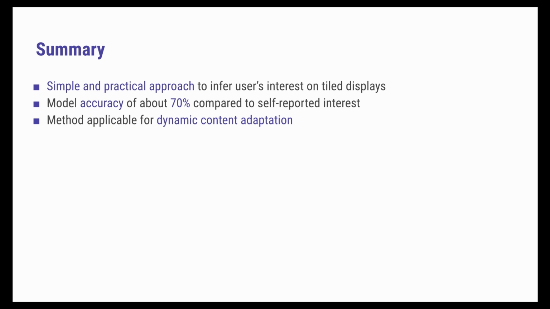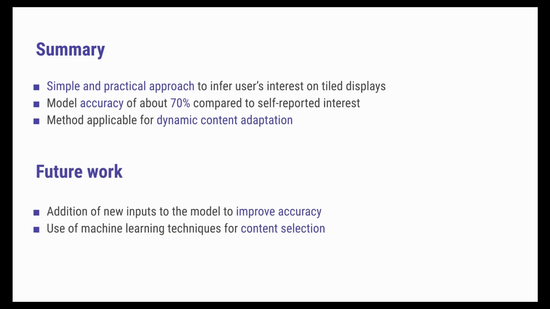In summary, we presented a simple and practical approach to infer interest on tile displays by using foraging models. The accuracy of the models is about 70% compared to the ground truth values, and this method allows to dynamically adapt the content shown on the display. As future work, we're exploring the addition of other inputs to improve model accuracy, and also the use of machine learning techniques for content selection.